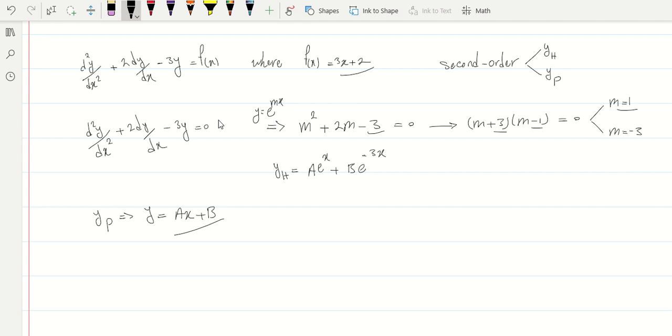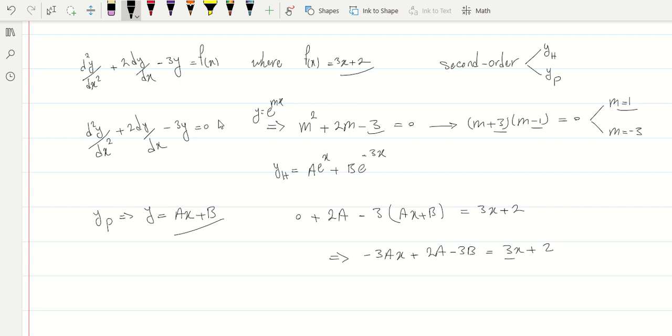So the second derivative of ax plus b would be equal to 0, plus 2 times the first derivative of ax plus b, which would be equal to a, minus 3 times y, which would be equal to ax plus b, which would be equal to 3x plus 2. Now, if I rearrange the equation here, it would be minus 3ax plus 2a minus 3b, which would be equal to 3x plus 2.